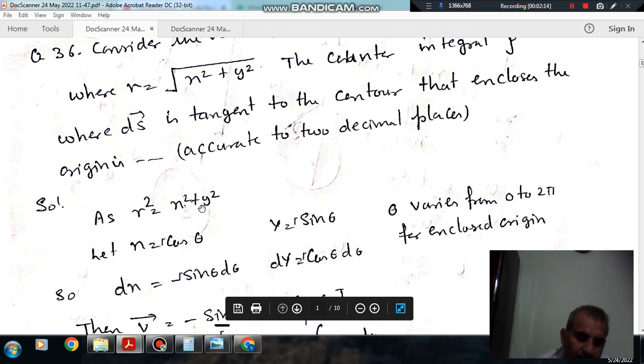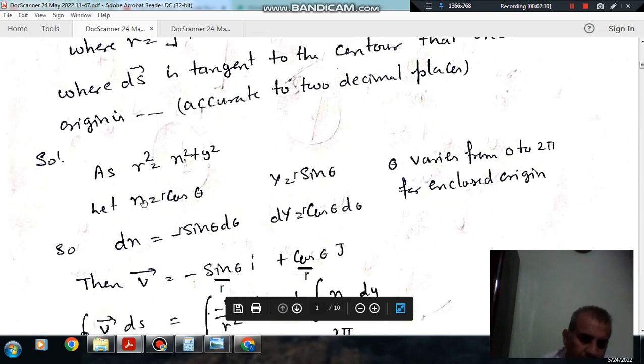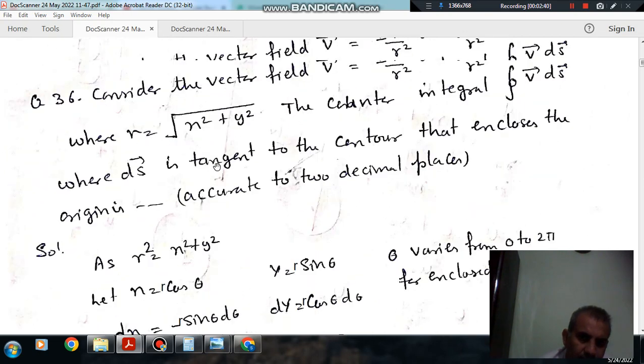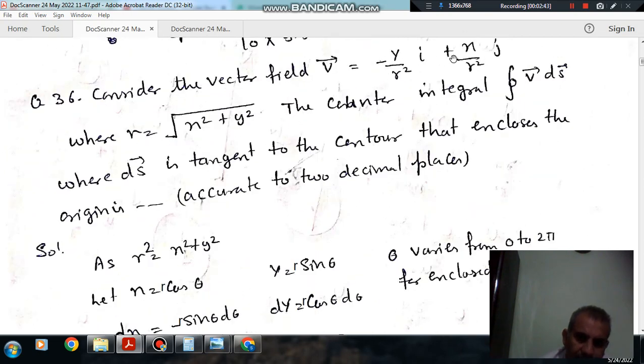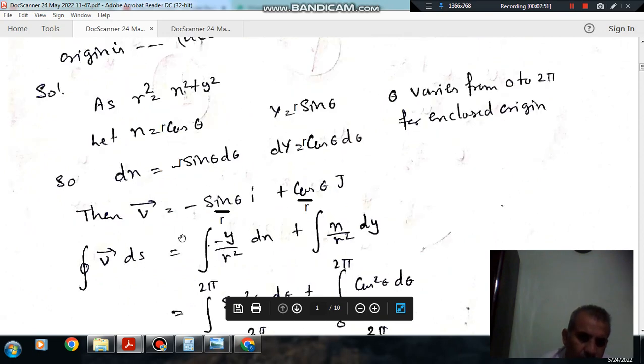As r square is equal to x square plus y square, let x equal r cos theta and y equal r sin theta. Because the contour encloses the origin, theta will vary from 0 to 2 pi. Differentiating with respect to theta, dx will be minus r sin theta d theta, and dy will be r cos theta d theta. Now we can put this y and x in this equation, so we get minus sin theta by r i plus cos theta by r j.